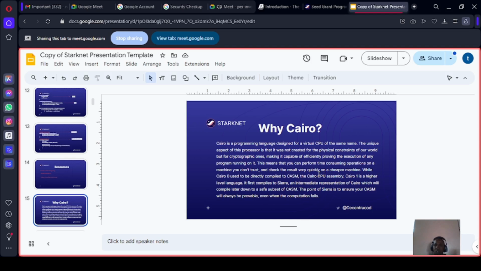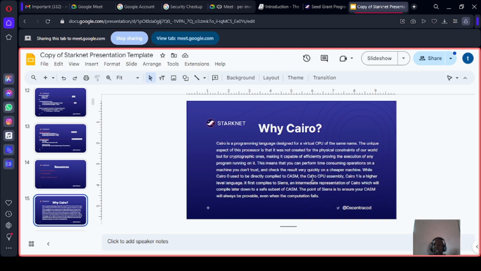While Cairo 0 used to be directly compiled to Casm, the Cairo CPU assembly, Cairo 1 is a higher level language. It first compiles to Sierra, an intermediate representation of Cairo, which will compile later down to a safe subset of Casm.